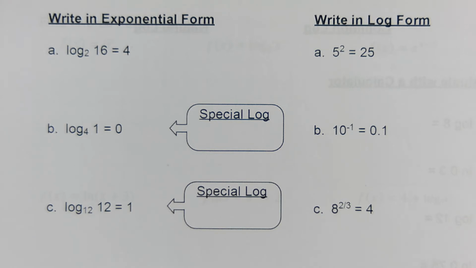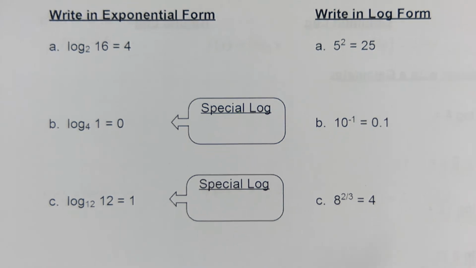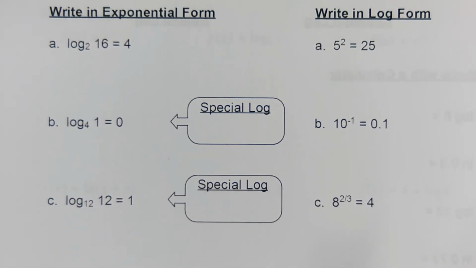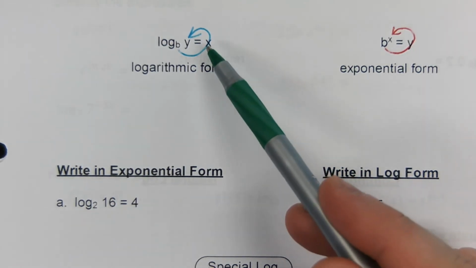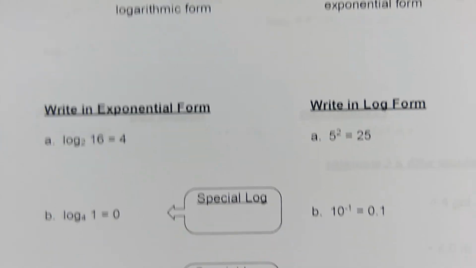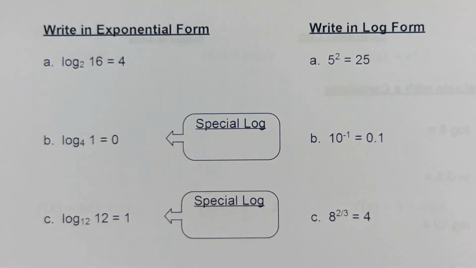So here I have 4 statements, 1, 2, 3, 4, A, B, C, D, that are written in logarithmic form because there's logs in them. We're going to write them in exponential form. And I'm not going to use this cutesy little trick. I hate this trick. This is magic. No. We are going to use algebra.